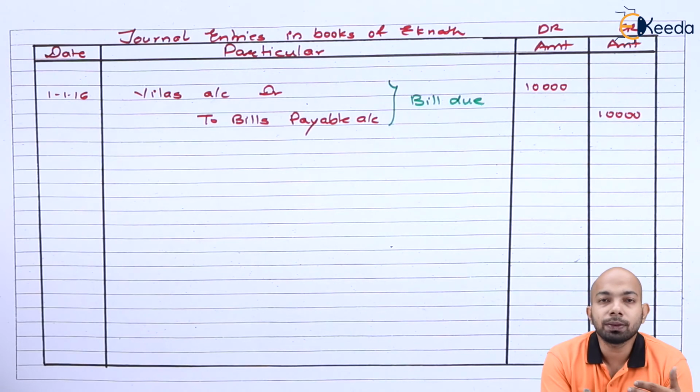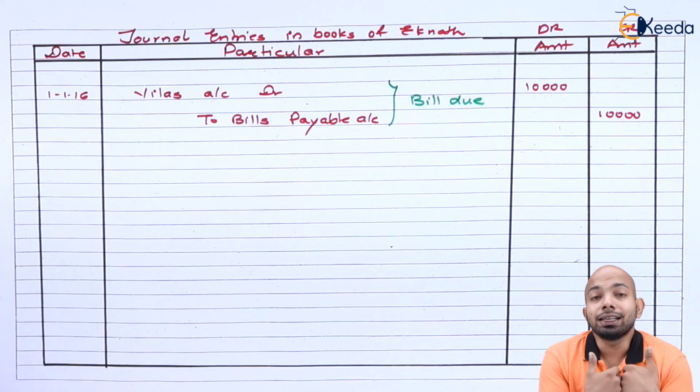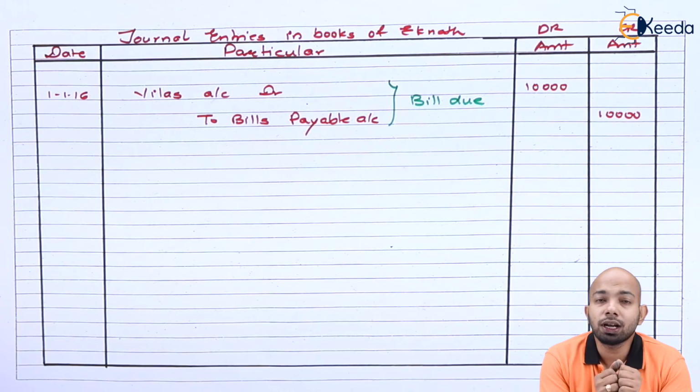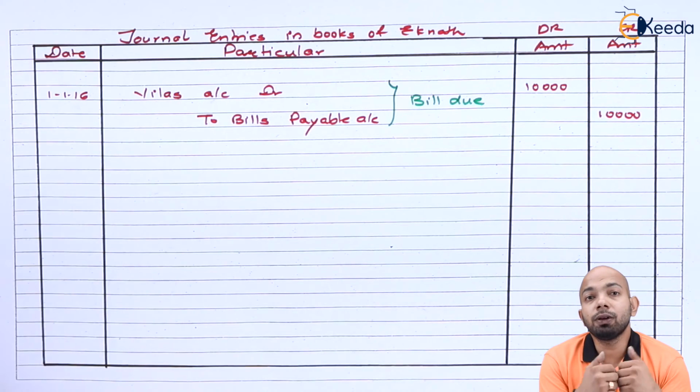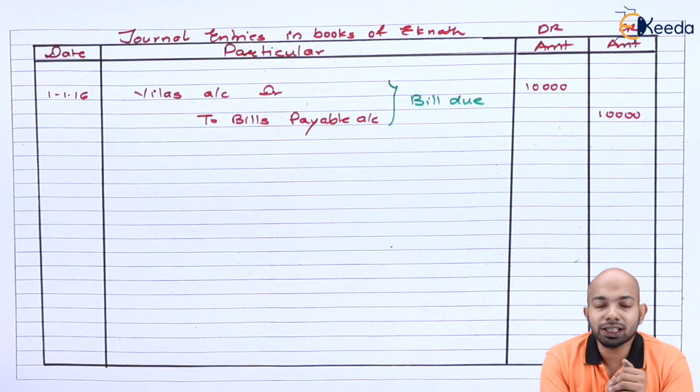Now you have to think from the perspective of the buyer. So for us, if we are the buyer, it is a liability that is created here. Hence bills payable will be on the credit side, and the person who is supposed to receive is Vilas, so debit the receiver. Let's go on to the next entry, which is related to 4th of March 2016, where we pay up the bill and earn certain discounts or rebate.